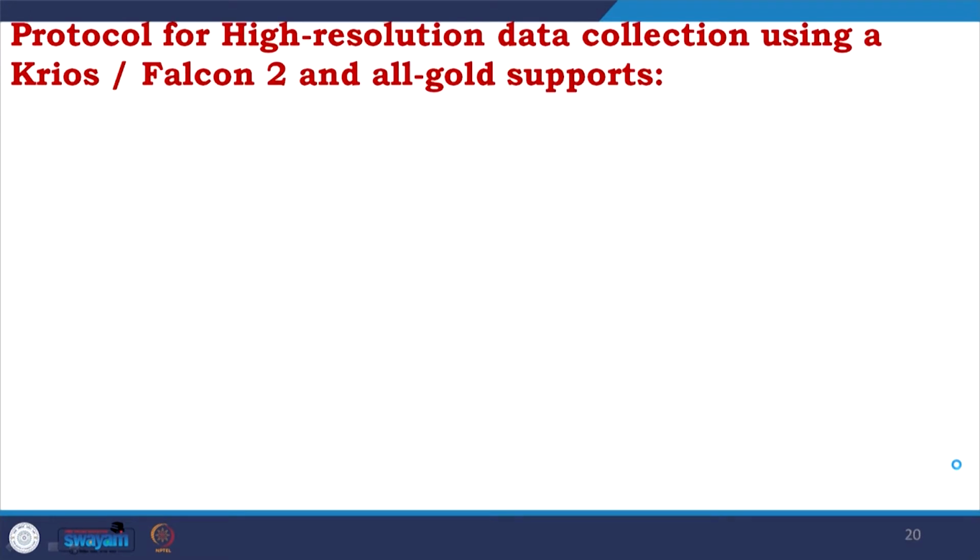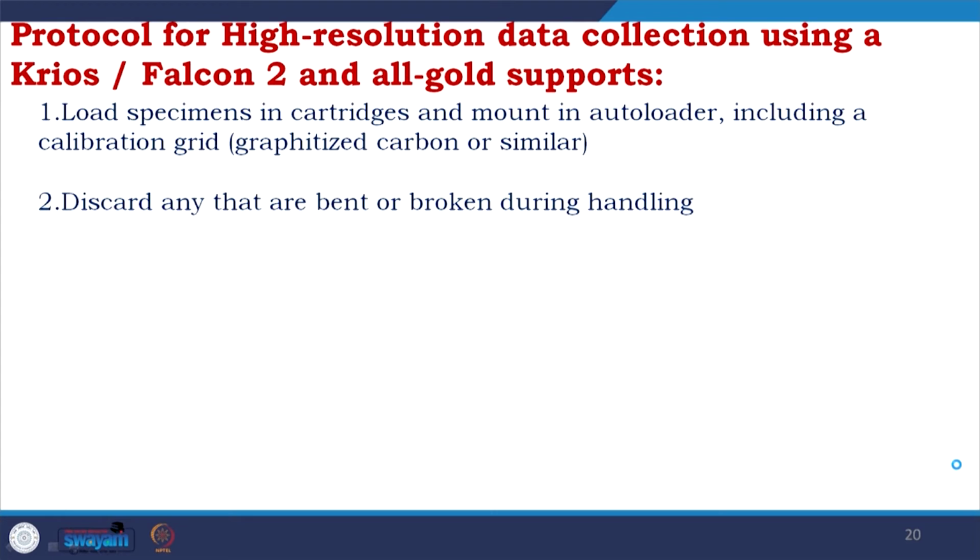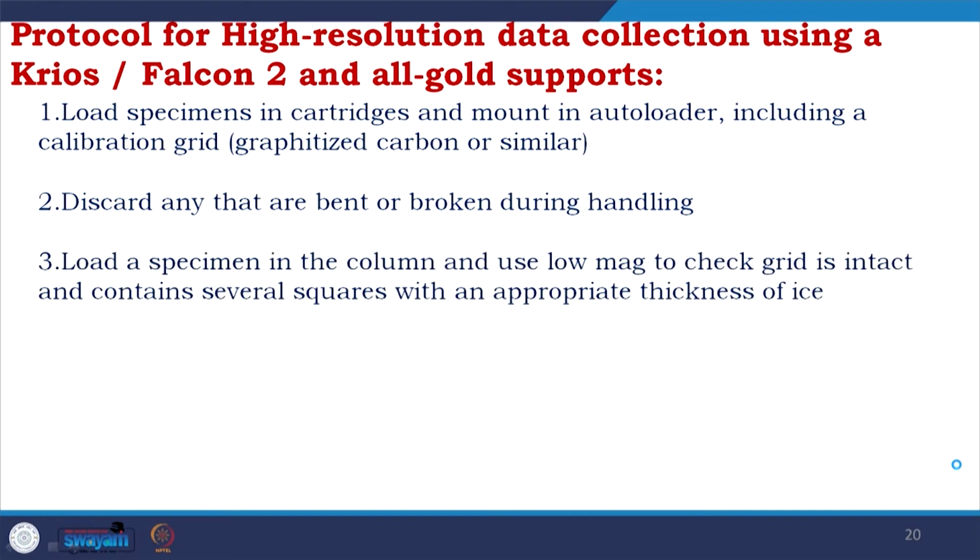So, coming to the protocol for high resolution data collection, you have to load the specimen in a cartridge and mount it in the autoloader, including a calibration grid which could be graphitized carbon or similar material. Discard any that are bent or broken during handling. Load a specimen in the column and use low magnification to check the grid is intact and contains several squares with an appropriate thickness of ice.